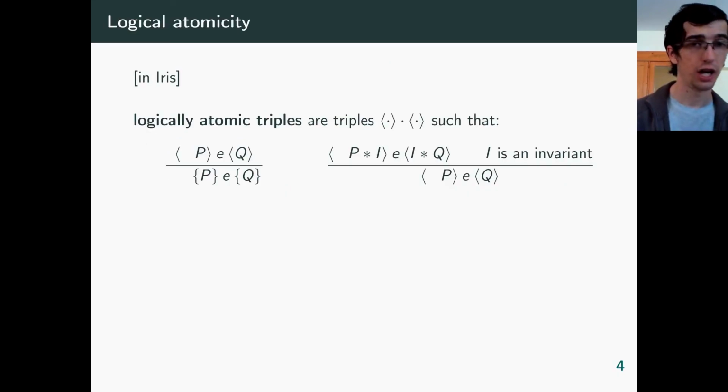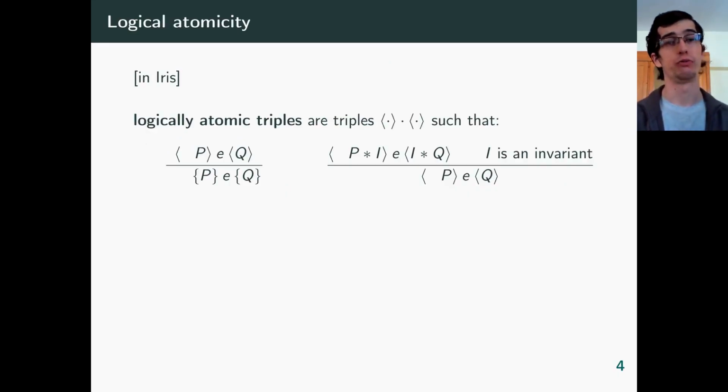For this, Iris provides us a notion of logically atomic triples, which we will denote with angle brackets instead of curly brackets. It's something we can define in the logic. I won't show how, but the key point is that we have this couple of properties. First, a logically atomic triple entails the regular triple. Second, we can open invariants around it freely.